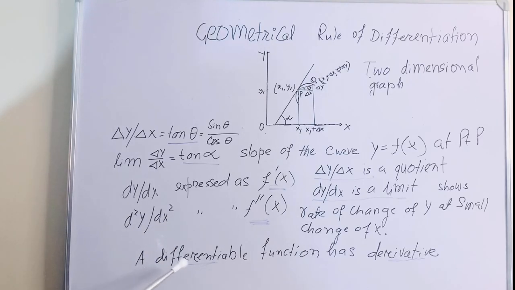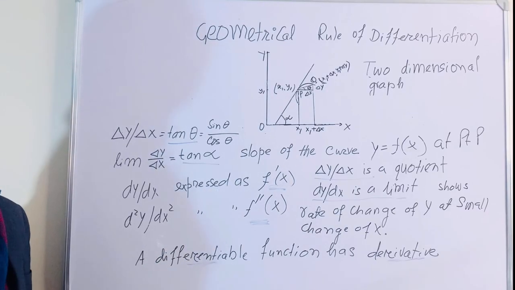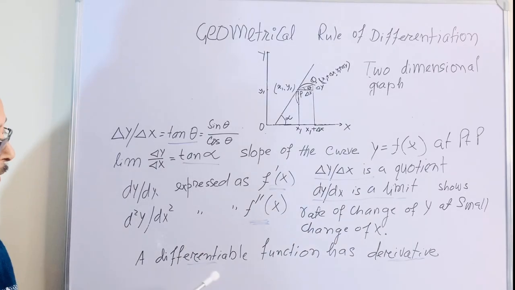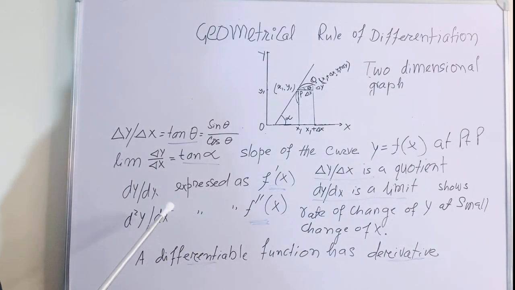Now, a differentiable function has a derivative. When you say a function is differentiable, that means the function has a derivative. If it has no derivative, we can't say that the function is differentiable. So with this, we conclude the geometrical rule of differentiation. One can go to my PDF and download it, and this is in short.